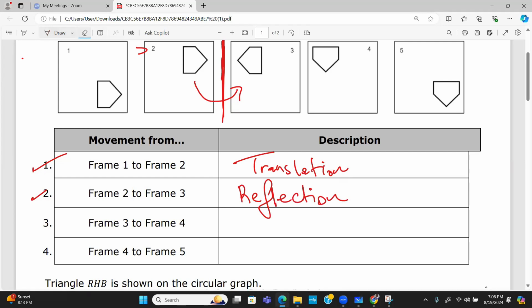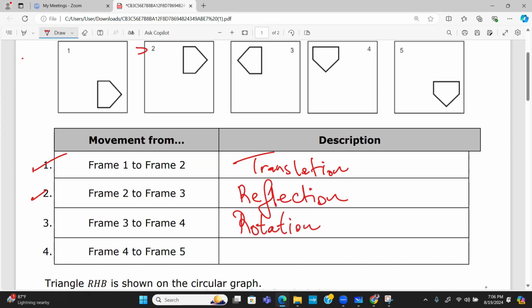Right. Let's see what happened between 3 and 4. If we observe these two frames, we're noticing one, it's not a translation, it's not a reflection. It's not a dilation because it did not enlarge or diminish. We do realize that we saw where it was turning, right? So this is actually a rotation from frame 3 to frame 4.